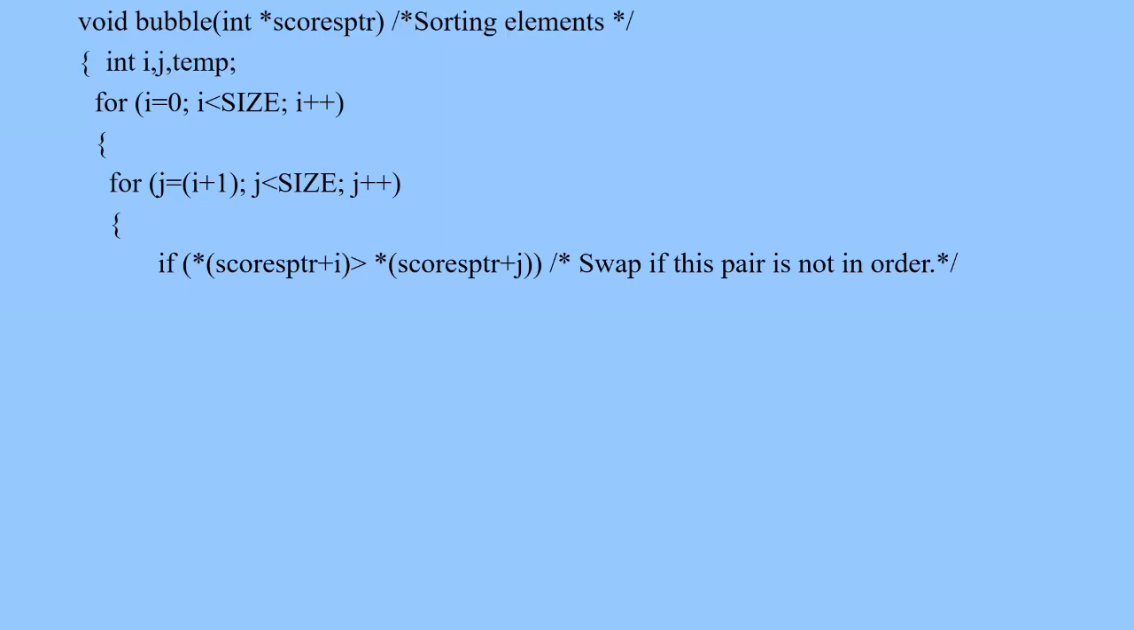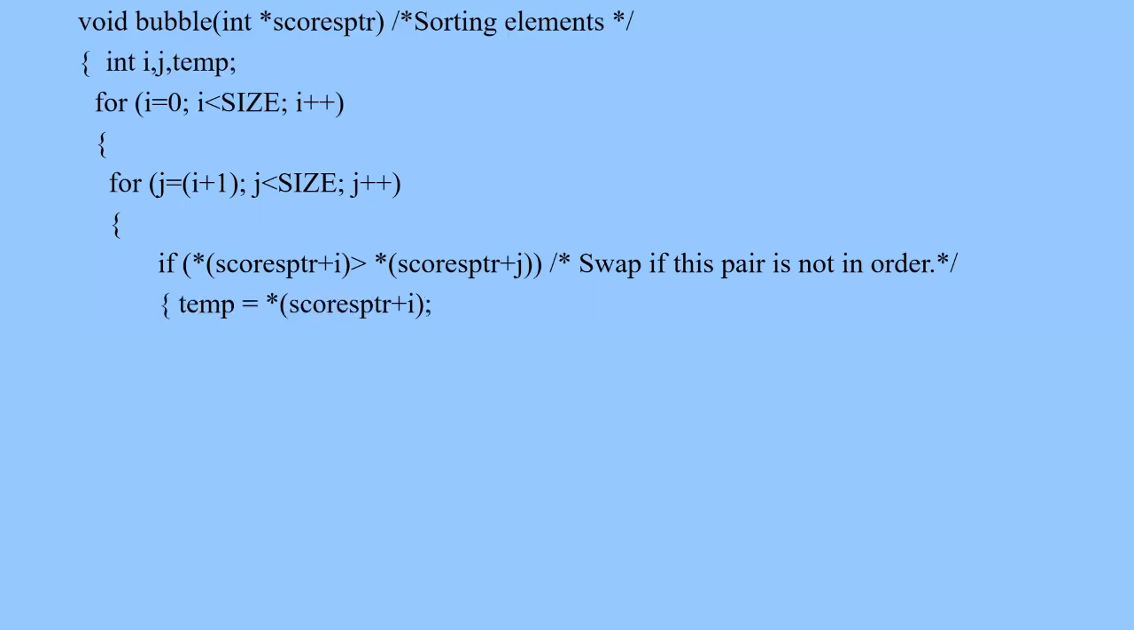Compare if the content of the memory location being pointed to by scores pointer plus i is greater than the content of the memory location being pointed to by scores pointer plus j. In other words, if the current content of the first element, which is being pointed to by scores pointer plus i, is greater than the content of the memory location being pointed to by scores pointer plus j, then do the following.